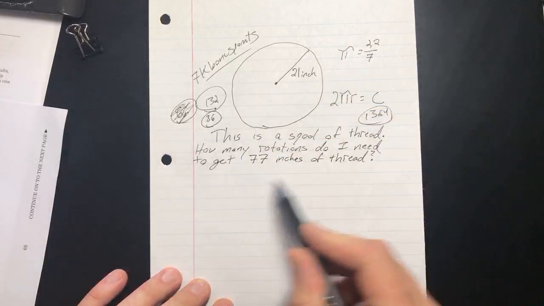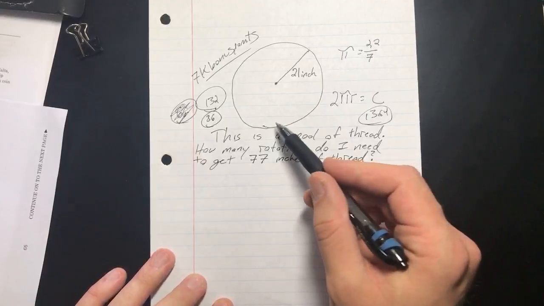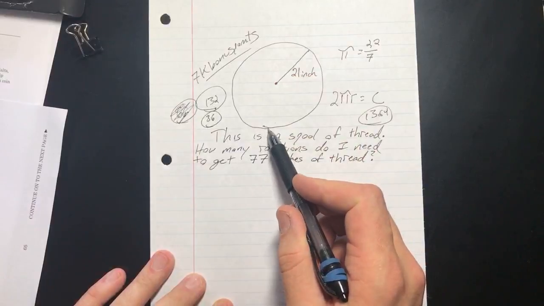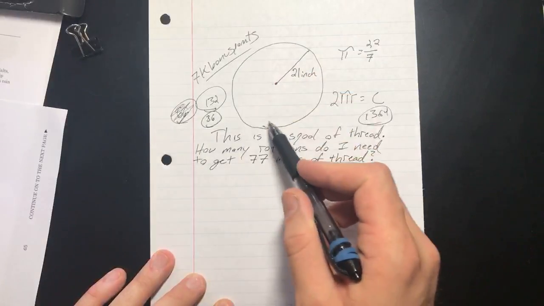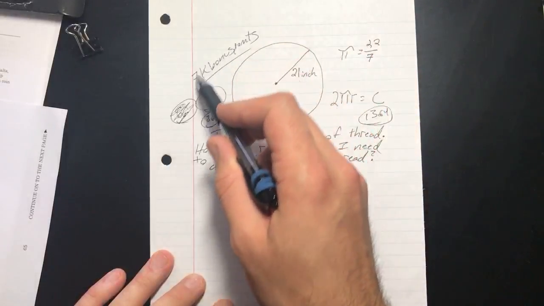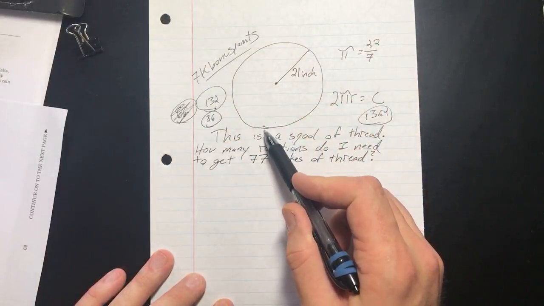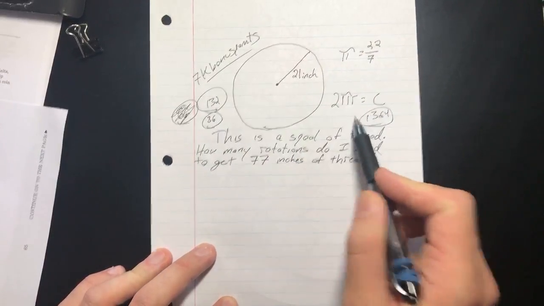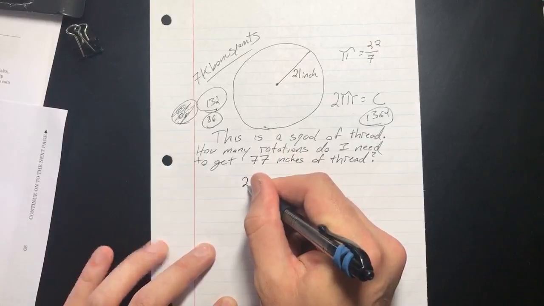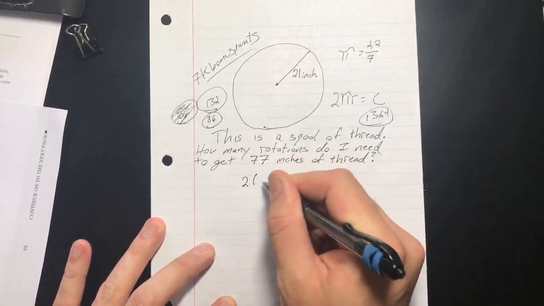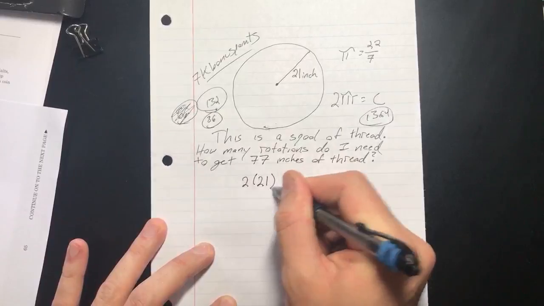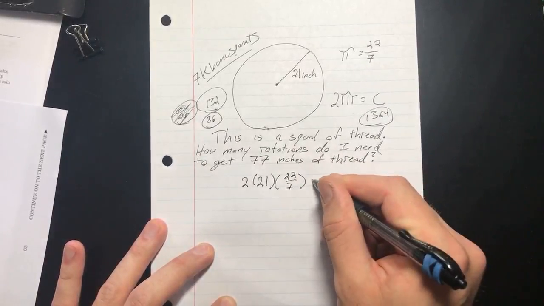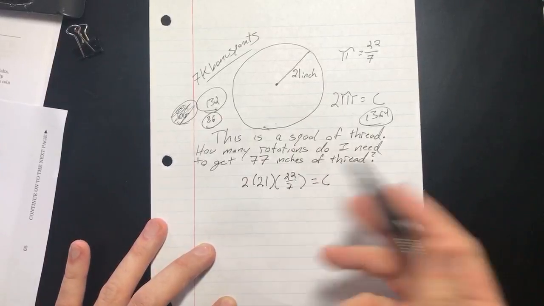So let's talk about what a revolution is, right? First off, how much thread would get released with one revolution? If I kept the wheel the same and I picked up a piece of string until it revolved all the way across, how much string would that be? Well, that's the circumference, and we have a formula for that. So it's 2 times 21 times pi, which is 22/7, equals our circumference.